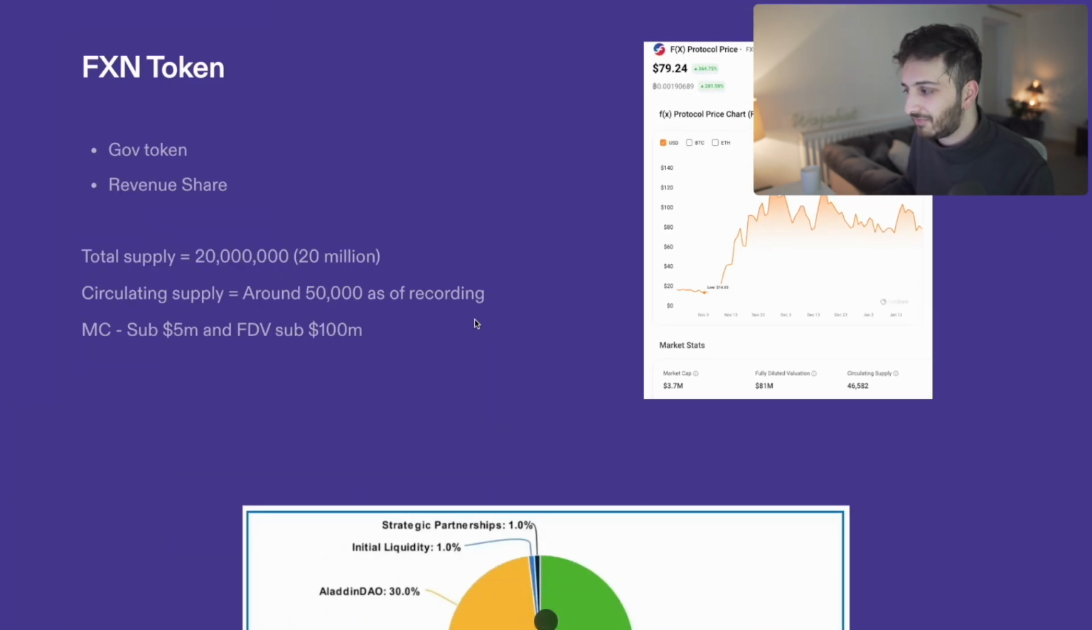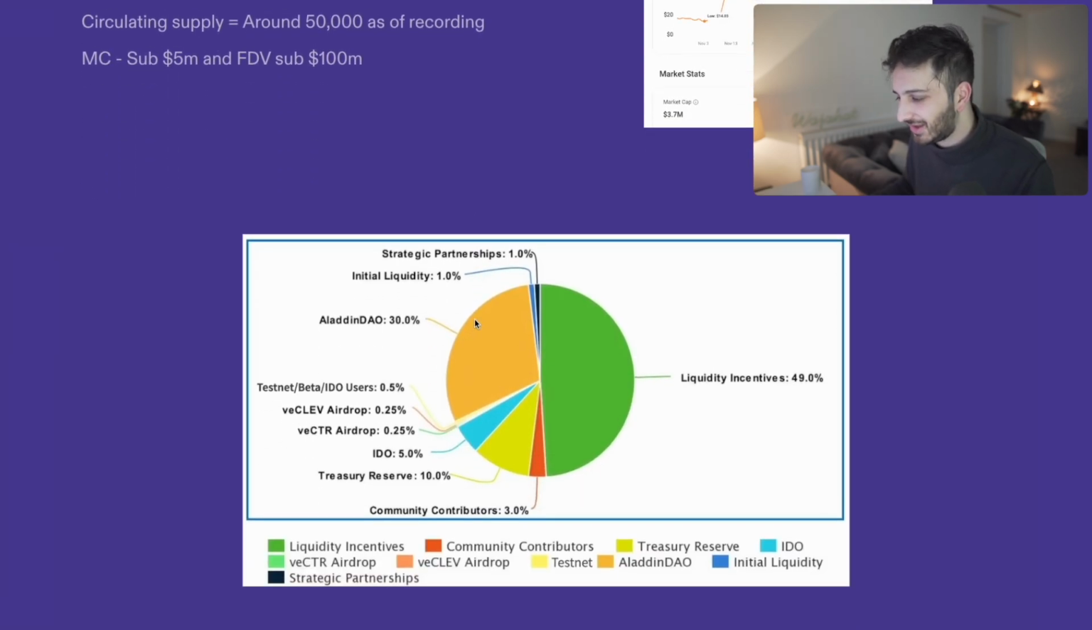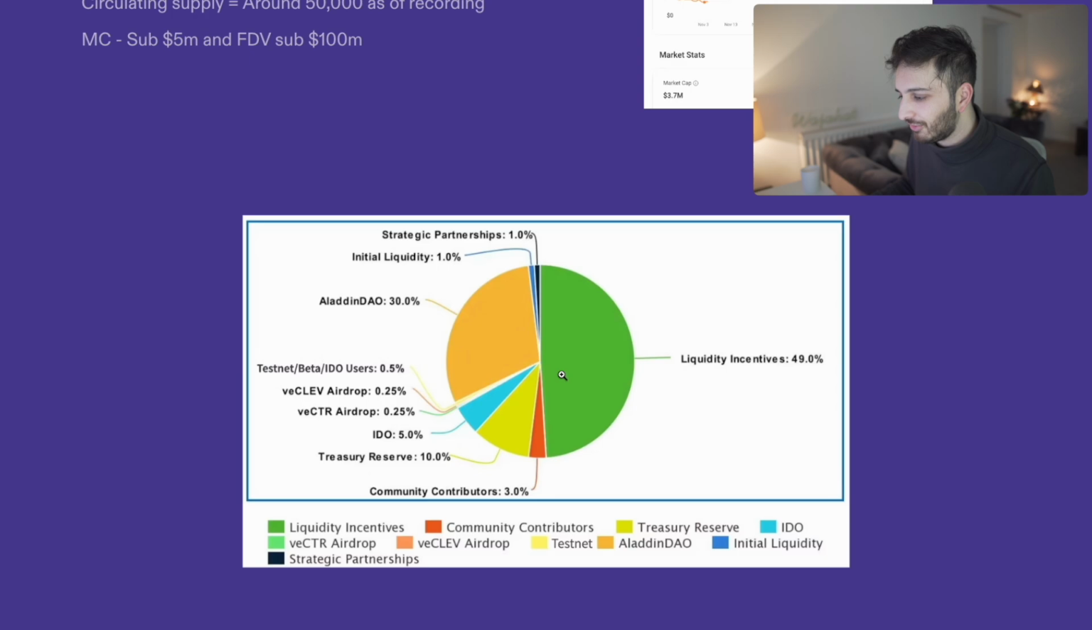This is what the price chart looks like for those of you who are interested. I'm not particularly going to focus on that because I don't know if things are going to go up or down. You know, this is crypto, isn't it? But what I can show you is how some of the tokens are being distributed. So around half of them are going as liquidity incentives, which are basically paving the way for more adoption because those yields are pretty juicy at the moment. But you can also see that the Aladdin DAO, which are the team behind this, are getting around 30%.